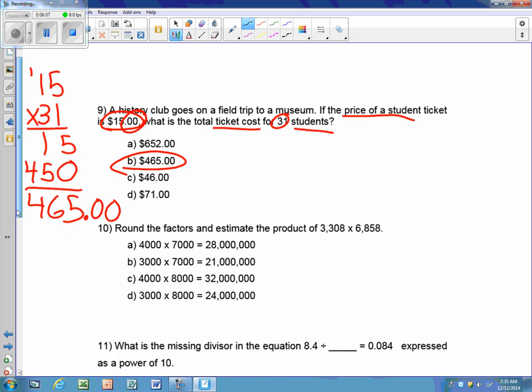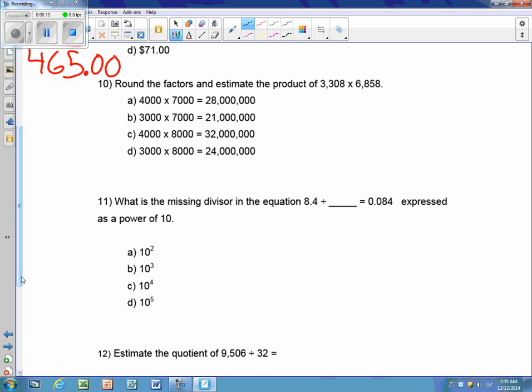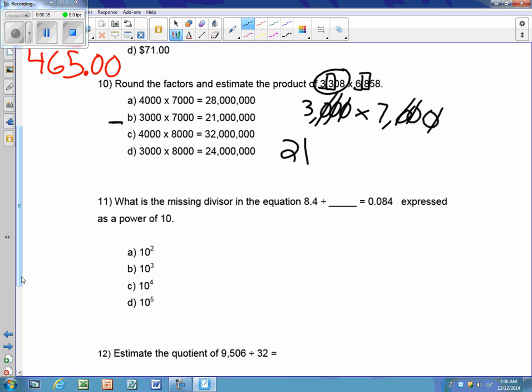Next, we're going to round the factors, which are the numbers that make up the problem, and estimate the product, which means we want to multiply. So I'm going to round this, and it rounds to 3,000. And I'm going to round this number, which rounds to 7,000. So before I even finish that out, I see that this is the only one that uses those two numbers. So that should be my answer, but I'm going to ignore my zeros. 7 times 3 is 21, and put 6 zeros back in. And my answer matches. I want to make sure it matches all the way through.